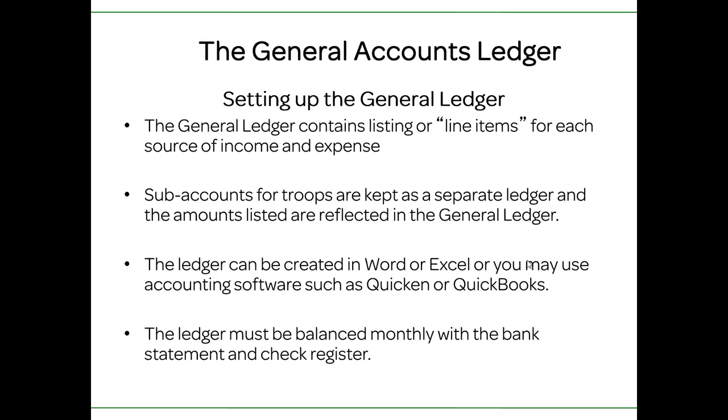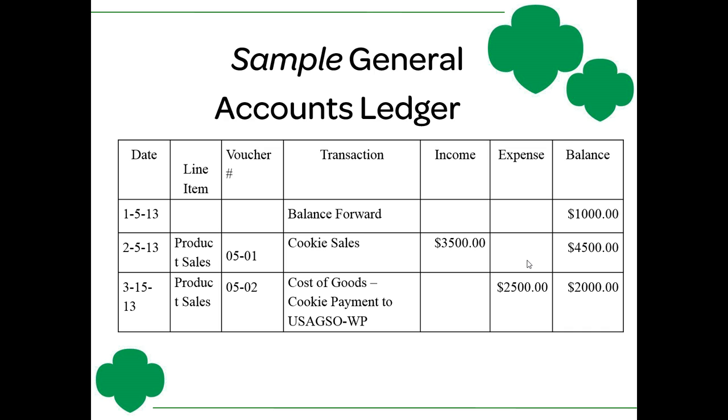Now, as a treasurer, we have to, of course, talk about the general accounts ledgers. So, setting up your general ledger. The general ledger contains listings or line items for each source of income and expense. It also has sub-accounts for troops, which are kept as separate ledgers, and the amounts listed are reflected in the general ledger. The ledger can be created in Word, Excel, or you may use accounting software such as Quicken, QuickBooks, or ScoutMate. The ledger must be balanced monthly with the bank statement and your check register.